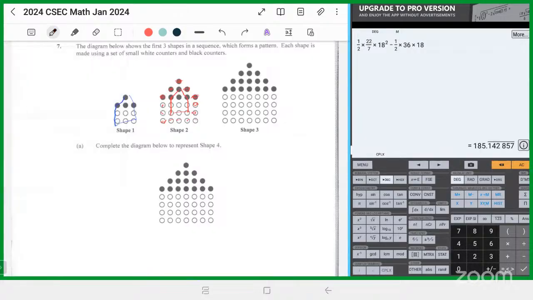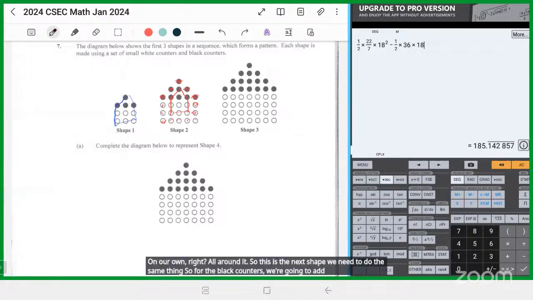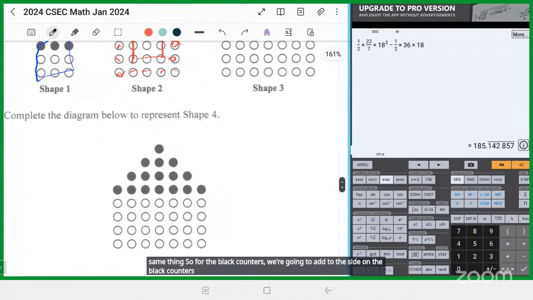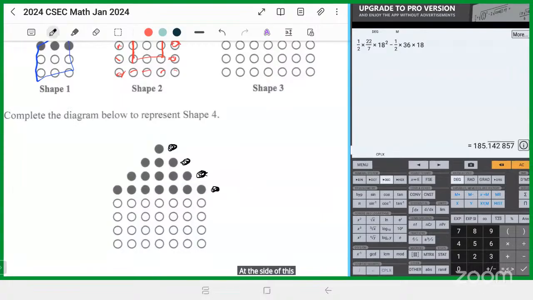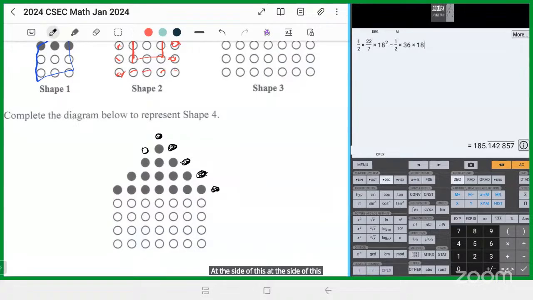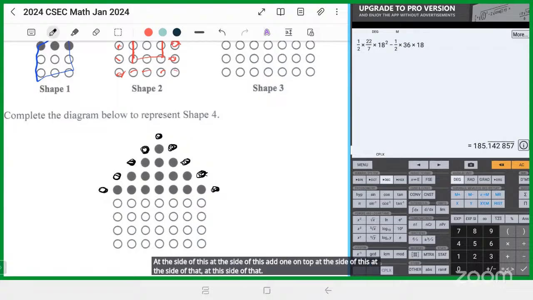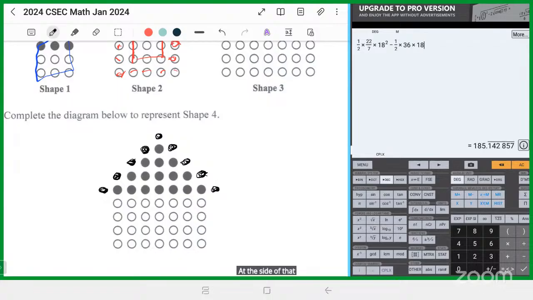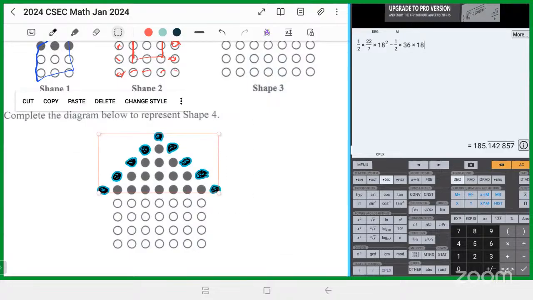So for the black counters, we're going to add to the side of the black counters. Let's zoom in on it. We're going to add to the side of this, add to the side of this, add to the side of this, add one on top, add to the side of this, and to the side of that, and that, and that. So those are the black ones. I'm going to change the color to blue so we can see the addition.